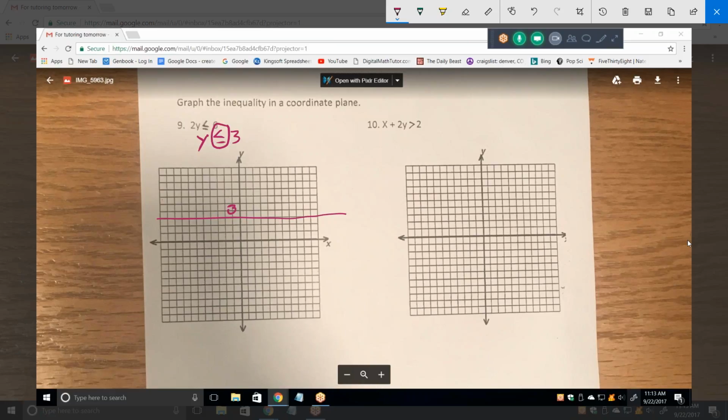Now I got to figure out which side to shade. And when they say graph an inequality, that's always part of it. You're not graphing it unless you indicate which side is in the solution set. Well, which is it? Is it above or below?